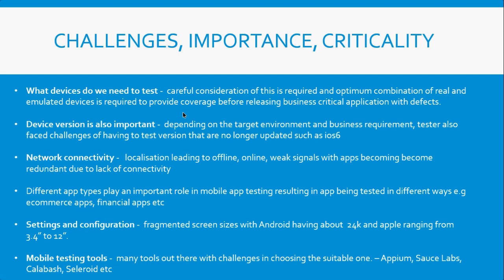Now, different application types play important roles in mobile testing, resulting in apps being tested in different ways. For instance, the way you test an e-commerce application will be different from a financial application. You'd have to test various things like performance, security, targeted workflows. So many things that you have to consider with regards to the business requirements that you've been given and all that. So this list is not exhaustive.